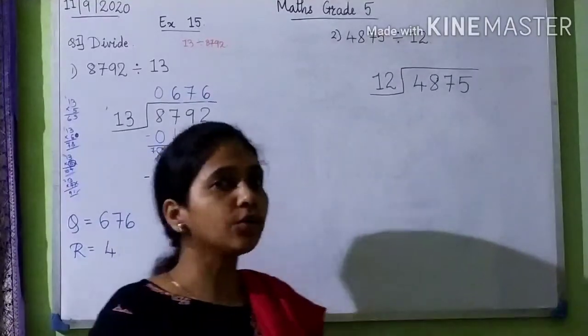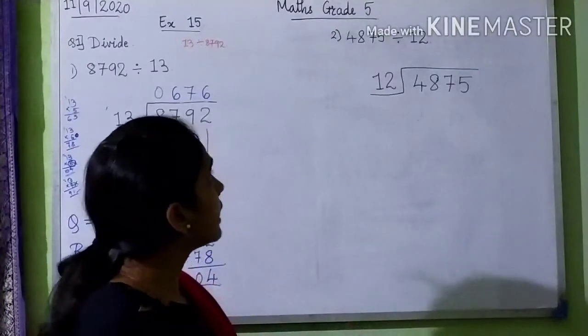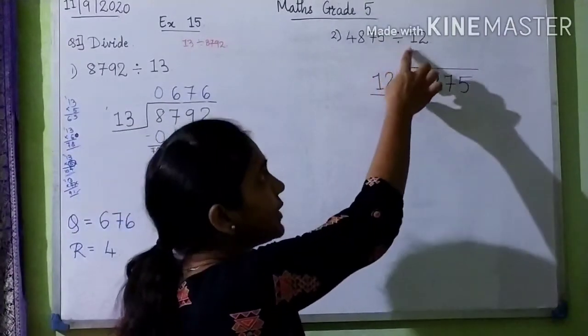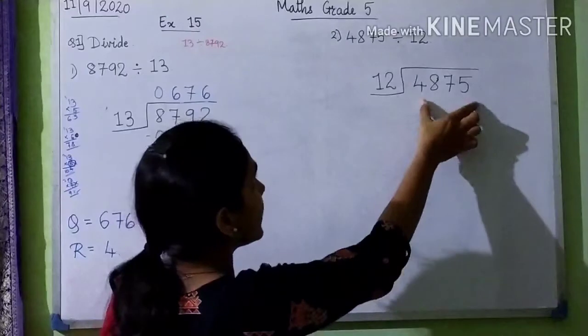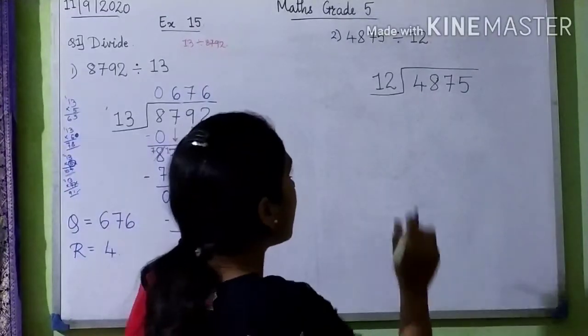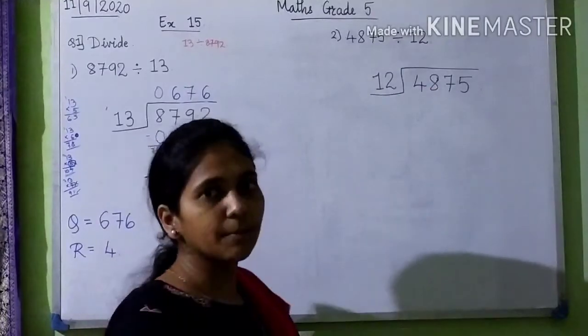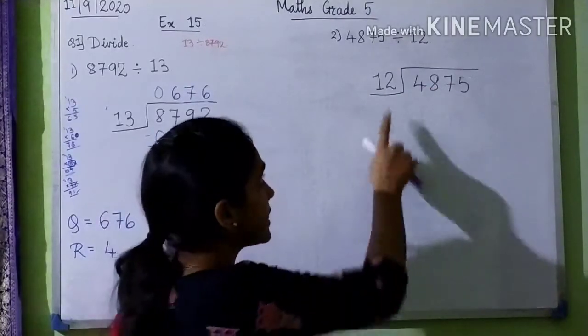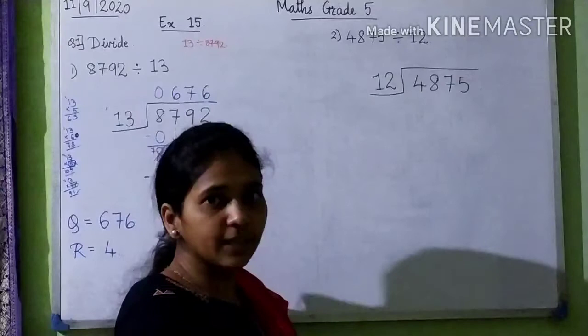Okay. Now we go to the second question. The second is 4875 divided by 12. So I write 4875 inside and 12 I write outside. Okay. So now I see the first number. The first number is 4, which is lesser than 12. Lesser than this number. So it cannot be divided.